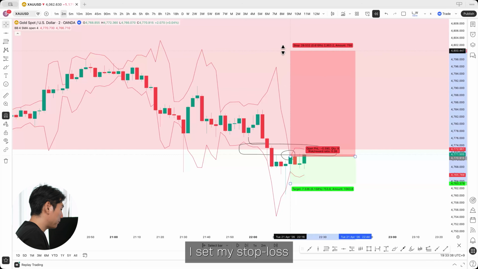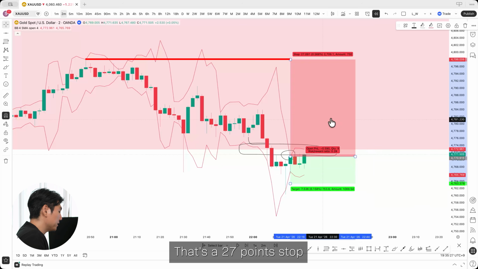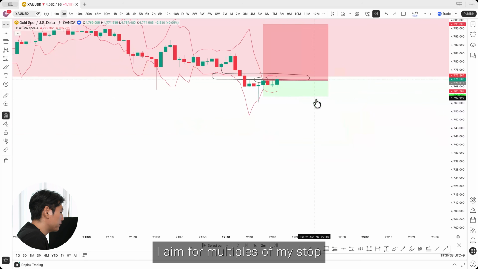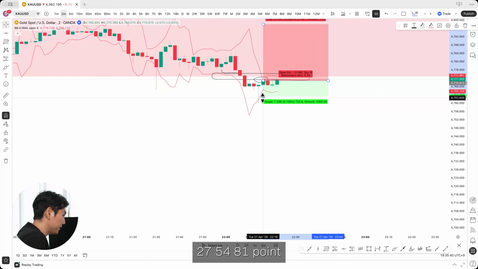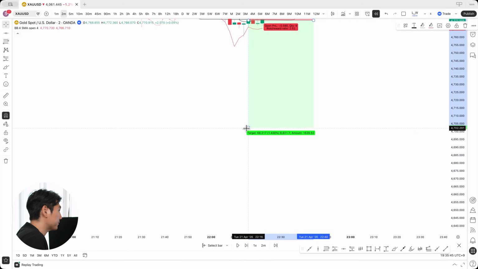I set my stop loss at the European session's high of 47.98. That's a 27-point stop. For take profit, I aim for multiples of my stop: 27, 54, 81 points.